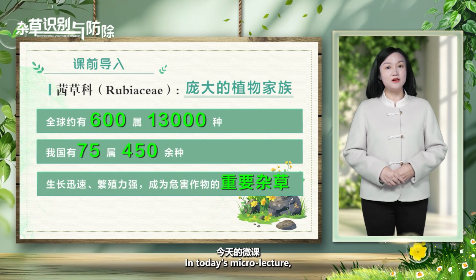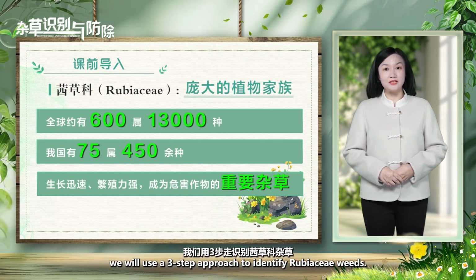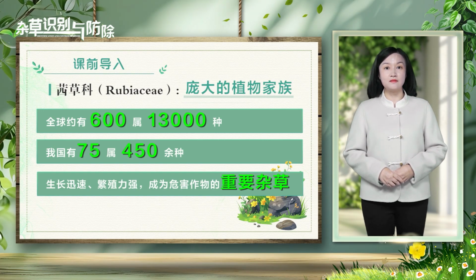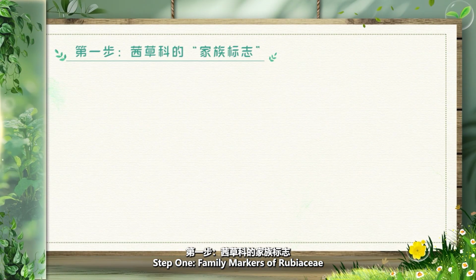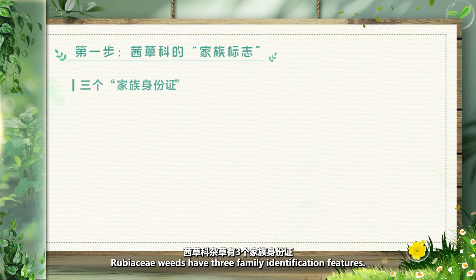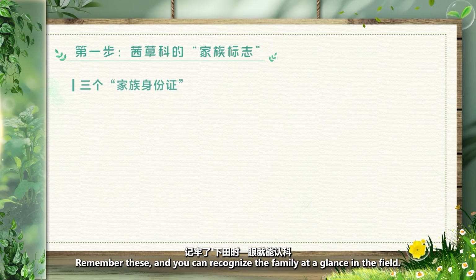In today's micro-lecture, we will use a three-step approach to identify Rubiaceae weeds. Step 1. Family markers of Rubiaceae. Rubiaceae weeds have three family identification features. Remember these, and you can recognize the family at a glance in the field.